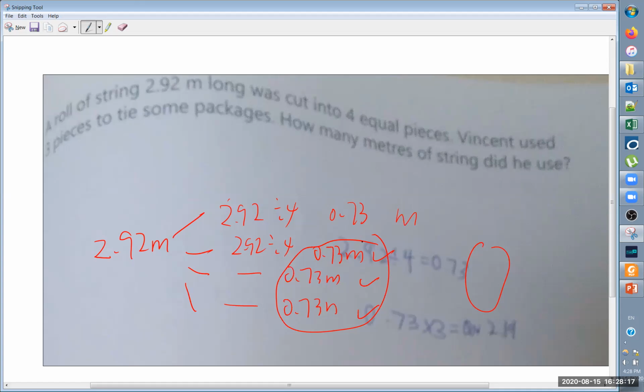You are given $4 and you come back to your mom. Your mom asks you, how much you spend, Charmaine? Then Charmaine says, I used $5. Does it make sense? No. Why? Because you have $4. Then you cannot come home with $5.